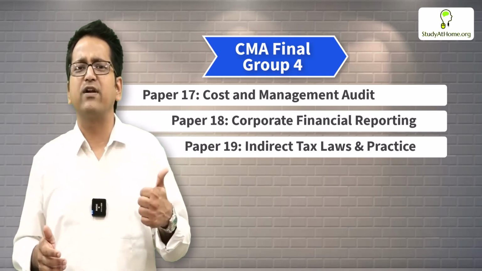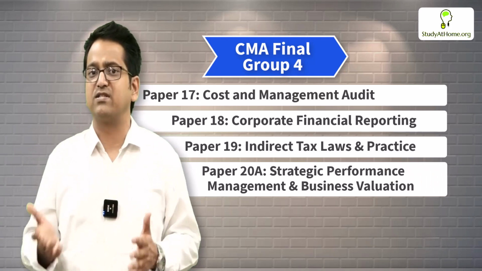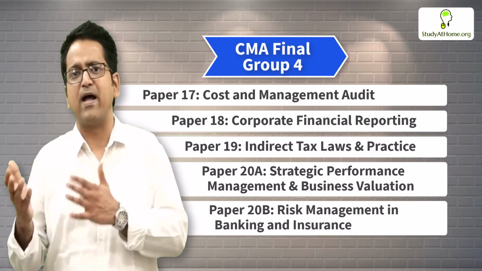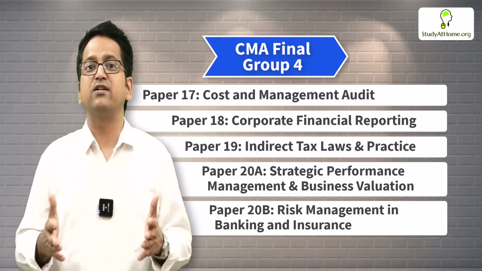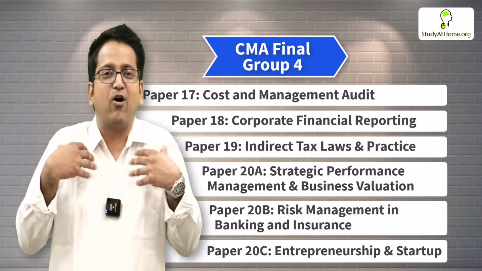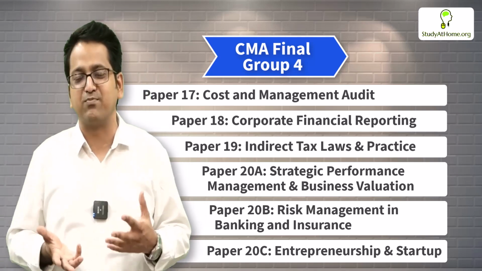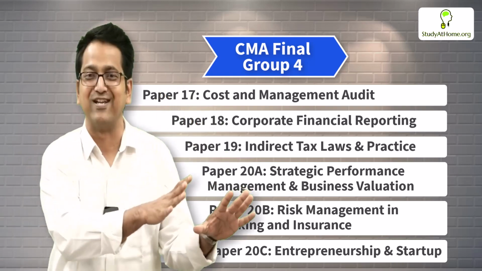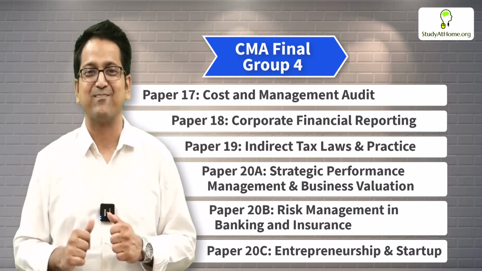Option number 1 that you get is Strategic Performance Management and Business Valuation. Option 2 is Risk Management in Banking and Insurance. And option 3 is Entrepreneurship and Startup. If you ask me what I should really opt for, I am more fascinated towards Entrepreneurship and Startup. So I would recommend you to go for option 3 as your paper number 20, Entrepreneurship and Startup.